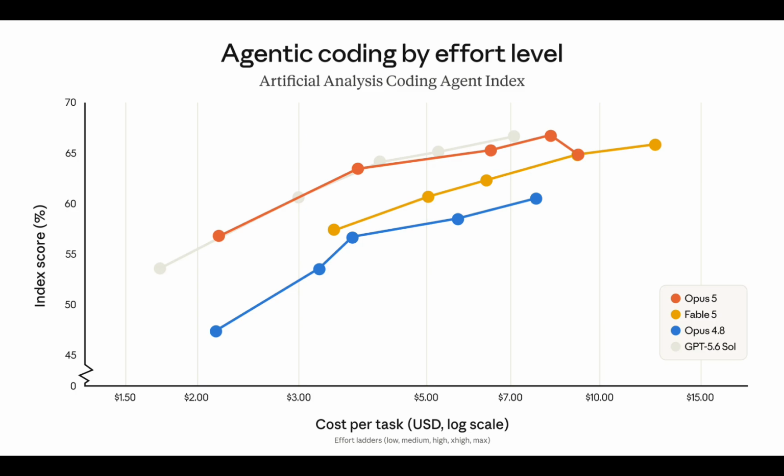Overall, Opus 5 is clearly stronger than 4.8 and is close to or exceeds Fable 5 in score, while maintaining a pricing advantage. How large that advantage feels in practice will ultimately come down to real-world coding workflows.